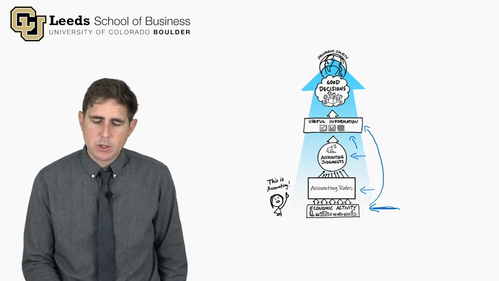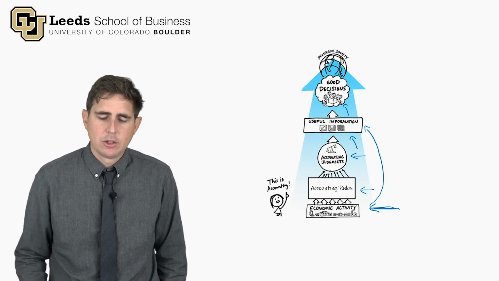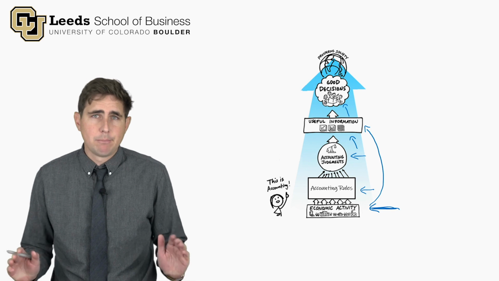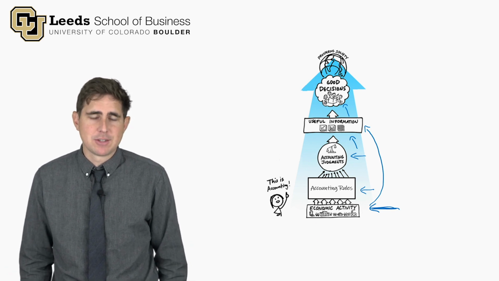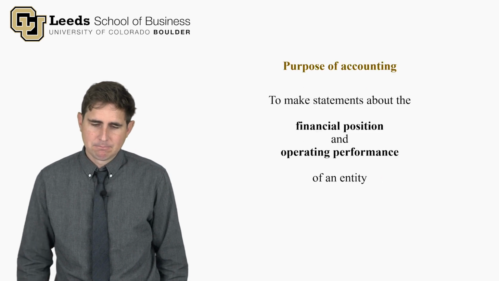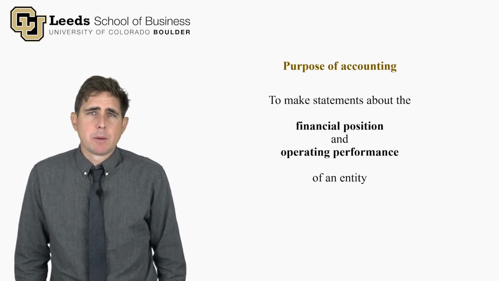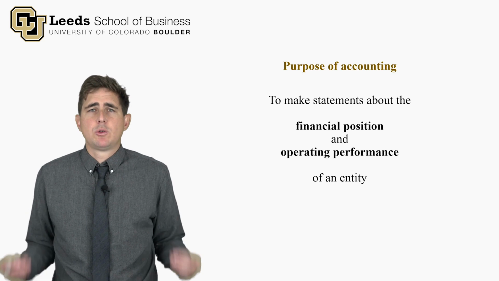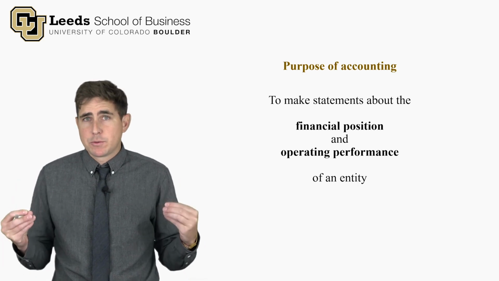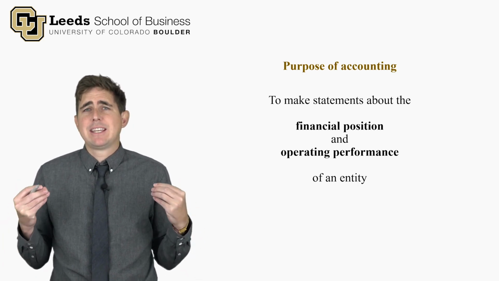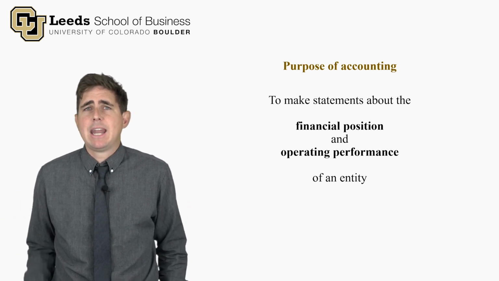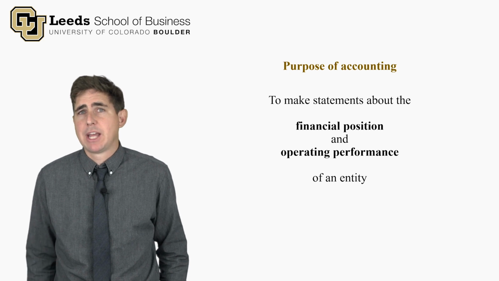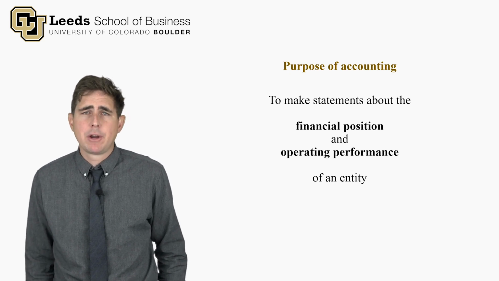And what happens with that useful information? Well, it gets fed to investors and other members of the capital market. And hopefully what they do with that information is they make good decisions. And so in simple terms, the purpose of accounting is to organize the useful information so that it represents the economic activities of the firm, and it makes statements about the financial position of the firm and the operating performance.